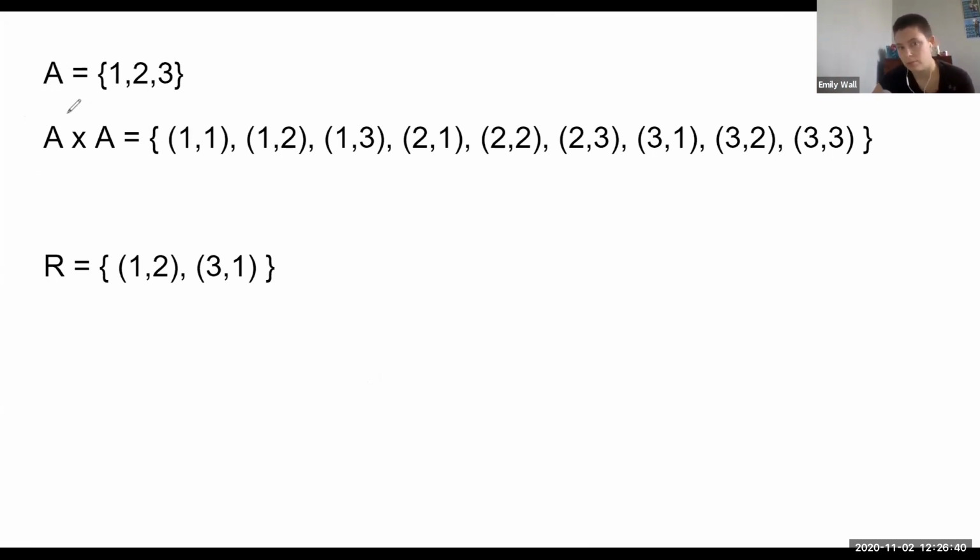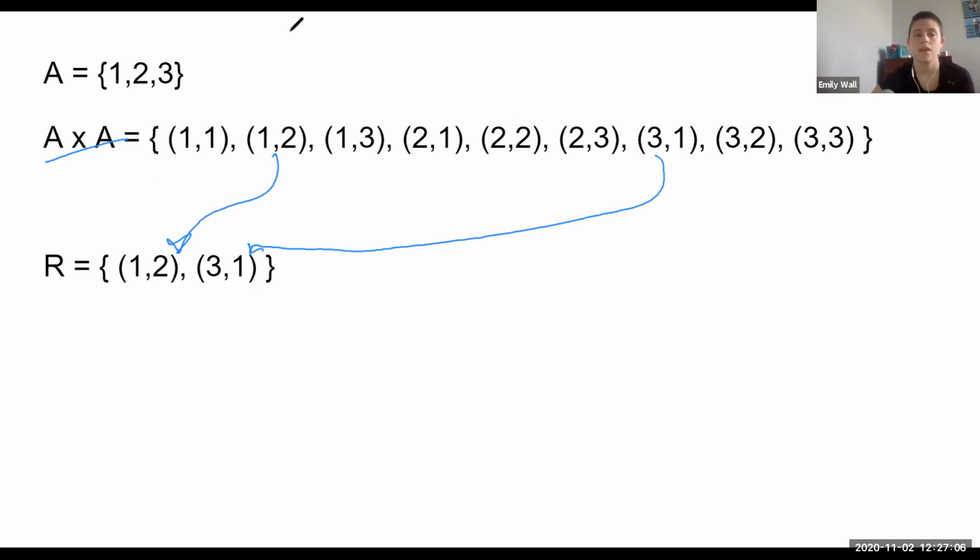First we have the set A, 1, 2, 3. And we talk about a relation being on a set. And by that we mean that the relation is some subset of A cross A. So these are all the ordered pairs in the Cartesian product of A cross A. And a relation is just taking some of those pairs and sticking them in another set.